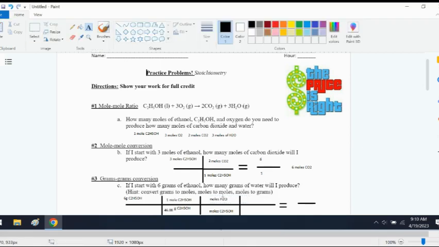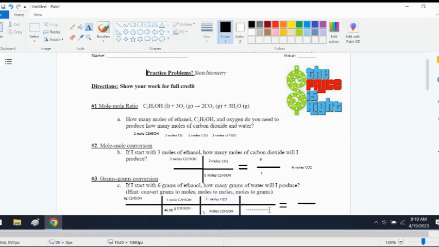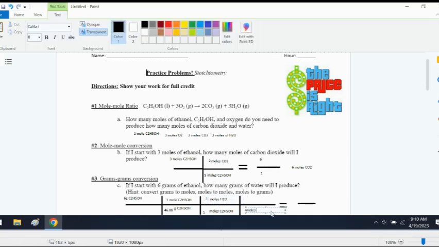Right now, though, I got moles on top and moles on the bottom. So just like over here, I'm going to get my numbers from the balanced equation. The number that goes with ethanol is this invisible 1 that's hanging out over here. And the number that is going to go with H2O is going to be 3. Because moles of H2O is here, the same thing is going to go down here, moles of H2O.